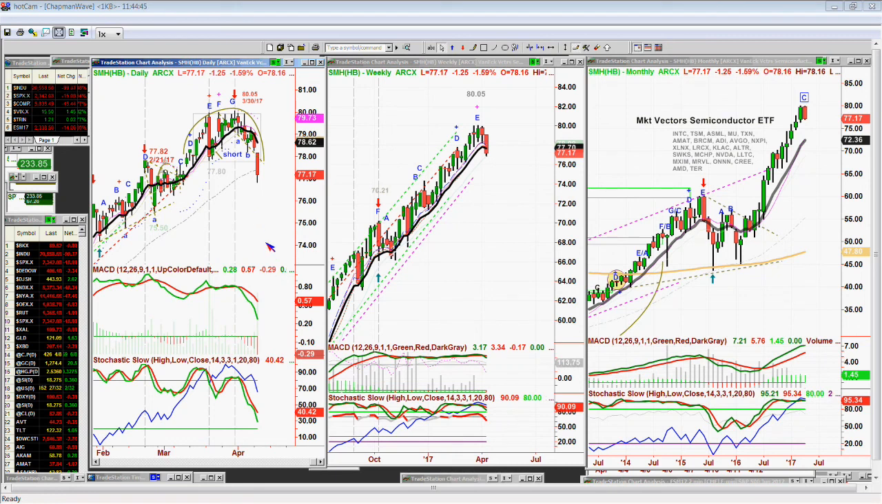I'll get a sense of this candle, the breakdown candle, because the whole area between 76 and 75 should be very strong support. It should be. We'll see if it is going to be. So I'm watching that closely. So that's the answer there for Applied Materials and the semiconductor index.